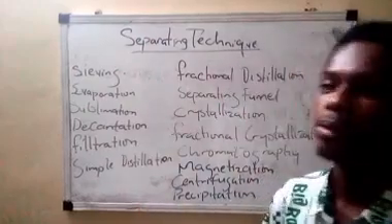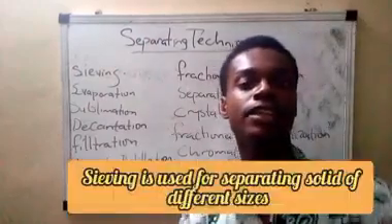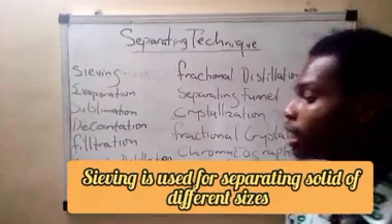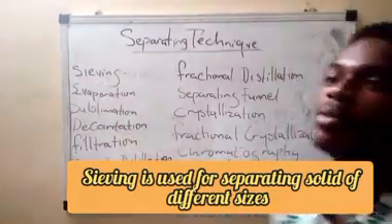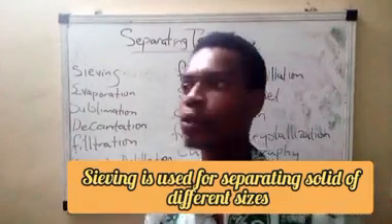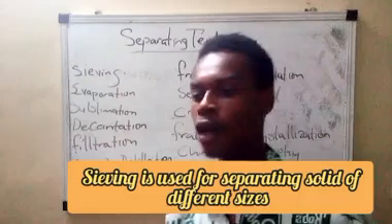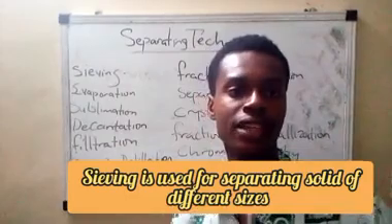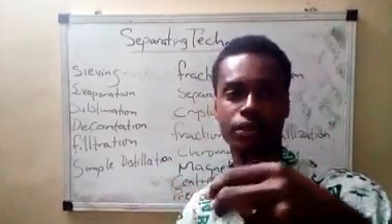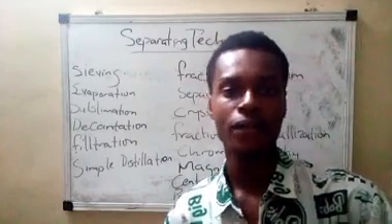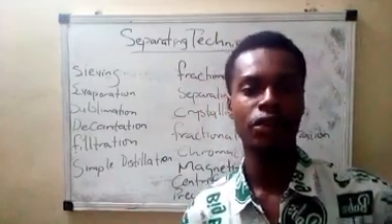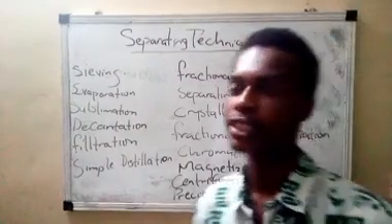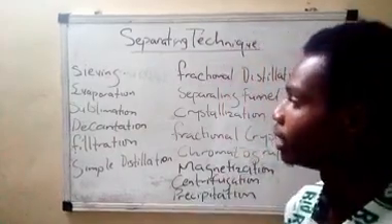Something you should know about sieving is that it is separating solids of different sizes. Let me explain something under this one. Maybe mostly miners do this. When they are mining for gold or silver, you can use sieving with a filter to separate gold from other materials. You can take your gold out from other materials. Are you getting me here now? So sieving is what? Separating solids of different sizes.